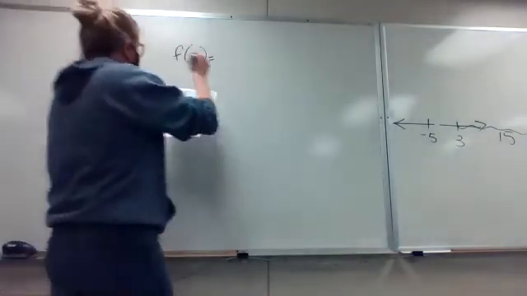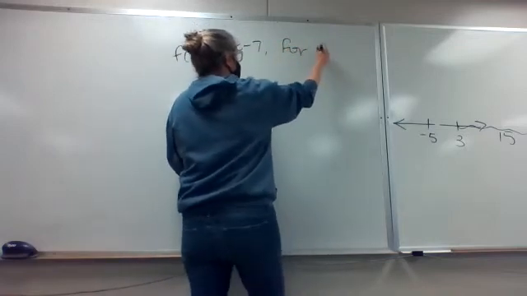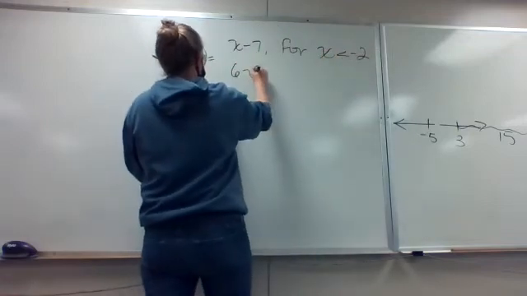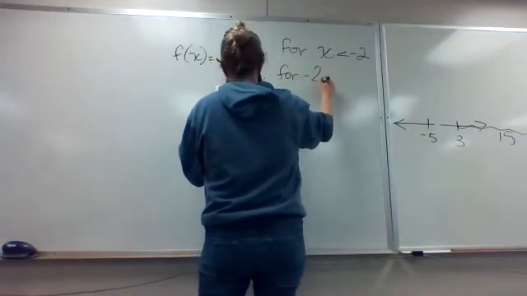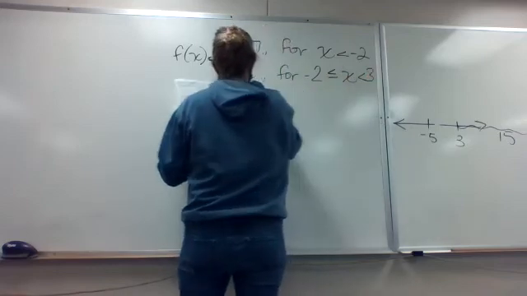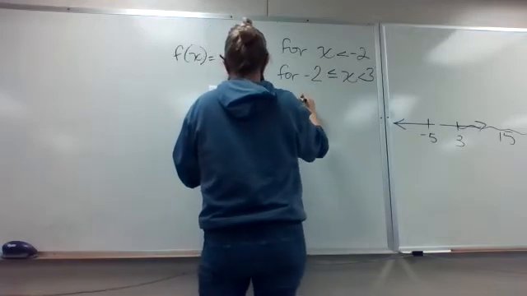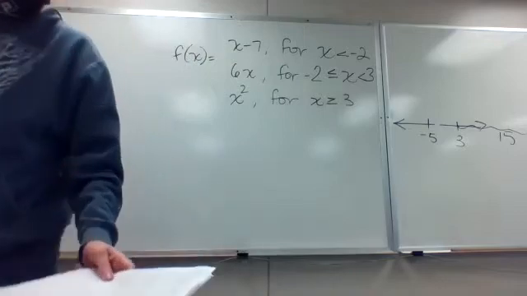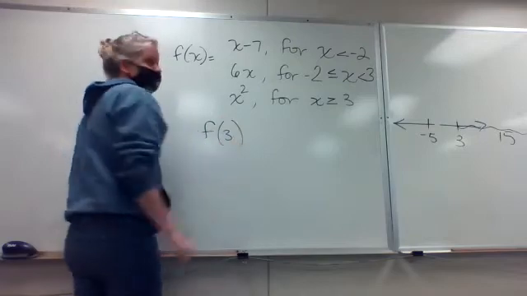Number 3, f of x equals x minus 7 for when x is less than negative 2, 6x for negative 2 less than or equal to x is less than 3, and x squared for x is greater than or equal to 3. And it wants me to find f of 3.